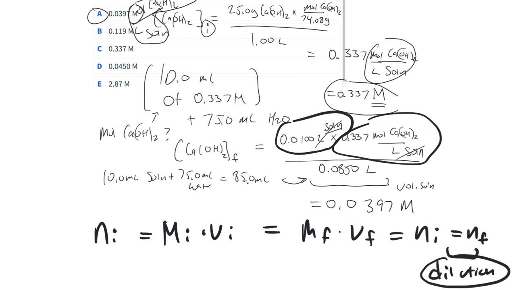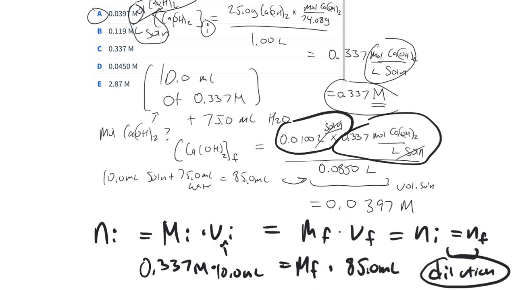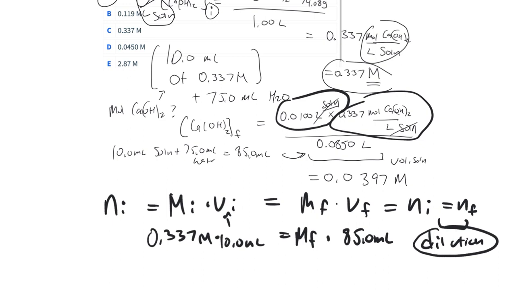And then we can just take the initial volume. So I could have taken here just 10 milliliters. My initial molarity was 0.337 molar. And then set that equal to the unknown final molarity times the final volume, the total volume of the solution, 85 milliliters. If you do this math, you still get 0.0397. So if we apply this approach, we get the same answer.